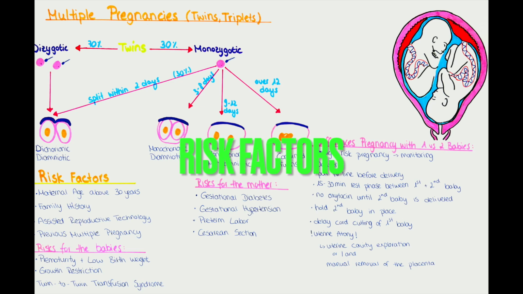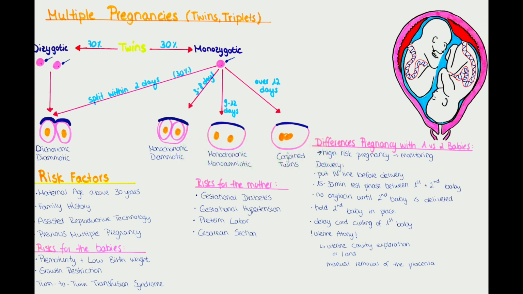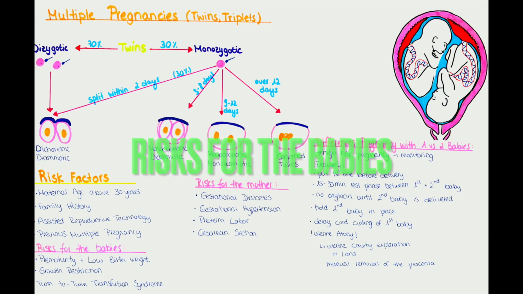What are risk factors for having a multiple pregnancy? Women over the age of 30 have a higher likelihood of conceiving twins or higher order multiples. Also, having a family history of twins increases the chances of having a multiple pregnancy. Also, having had a multiple pregnancy before increases the risk of having another one. Additionally, fertility treatments such as in vitro fertilization increase the likelihood of multiple pregnancies due to the transfer of multiple embryos.